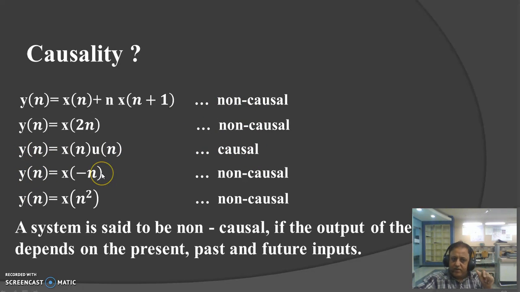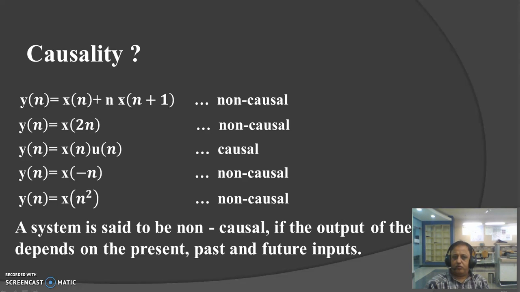y[n] is equal to x[minus n]. If I say n equal to 1, x of minus 1 will give you x[1]. So again, non-causal. With n squared also, n equal to 2, you get x[4]. So again, non-causal. The system is said to be non-causal if the output of the system depends on the present, past, and the future.